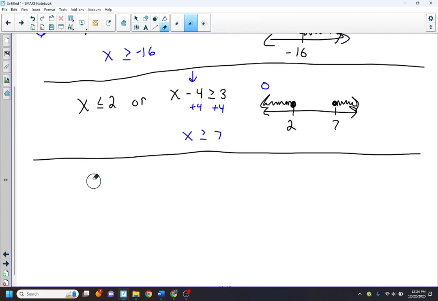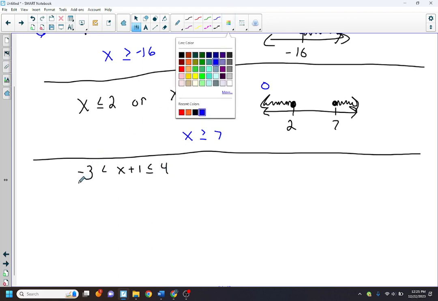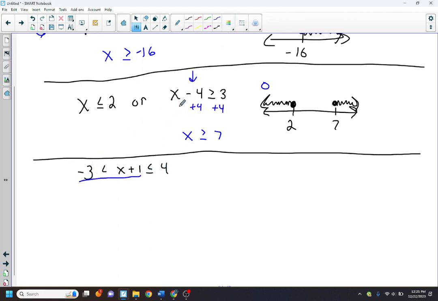Negative 3 is less than x plus 1, which is less than or equal to 4. Okay. So this is an and statement. Remember, you have to split it in 2 pieces. The middle is always used twice.